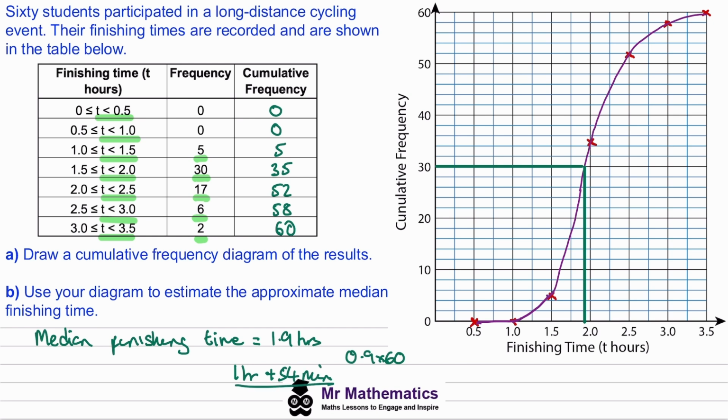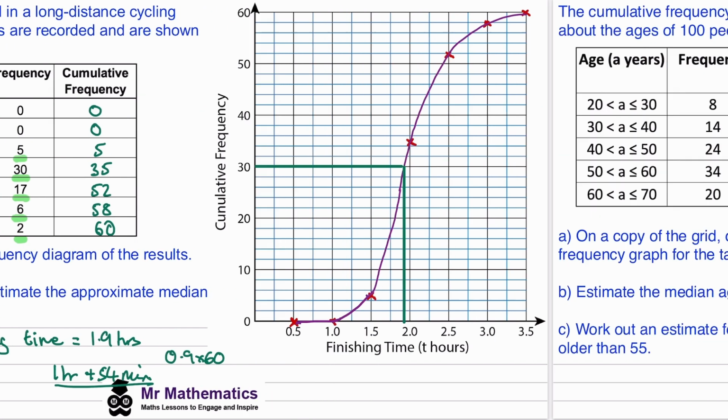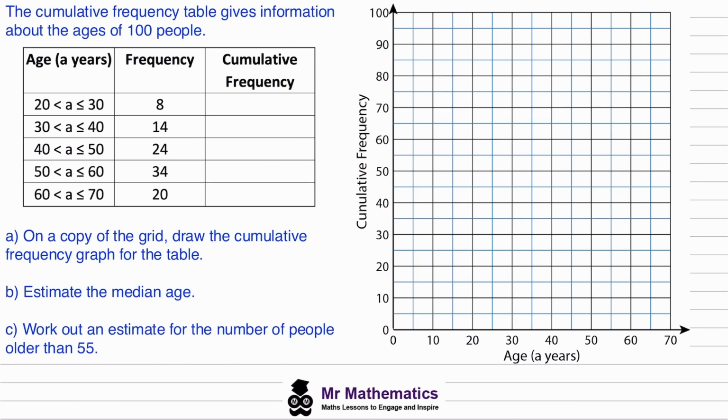Okay? Let's try another question. Okay, so in this question, we're told that the cumulative frequency table gives the ages of 100 people, and we're asked to draw a cumulative frequency graph of this table, and then to estimate the median age, and then to work out an estimate for the number of people older than 55.